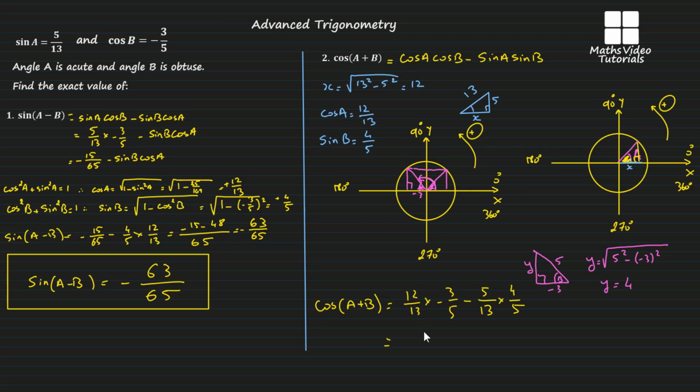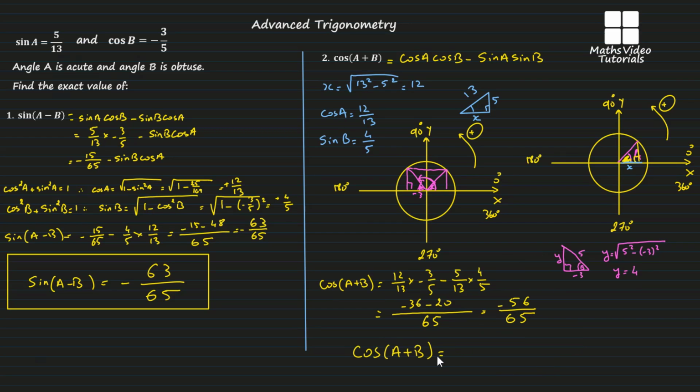13 times 5 is 65. Same here, so we can write the whole thing as one fraction. Makes it easier for us. And 12 times negative 3 is negative 36. And take away 20, which is 5 times 4. So we got negative 56 over 65. So that's the answer. Let's write down the final answer. Cos(A + B) is equal to negative 56 over 65. And that is your answer.